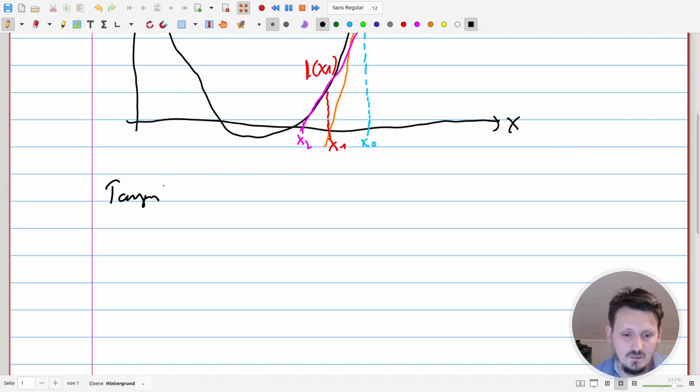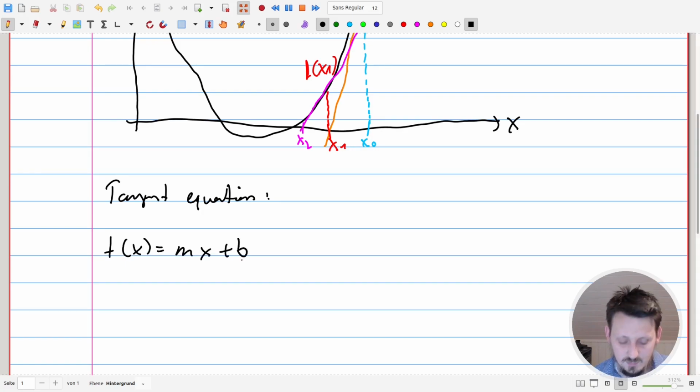We will start easy with the so-called tangent equation, which is very simple. It's actually just a straight line, mx plus b. I think you have seen this maybe multiple times already. And of course, what we can say also is that the tangent at this position x0, as I said before, is equal to the function value at x0. So we can write f of x0 is t of x0.